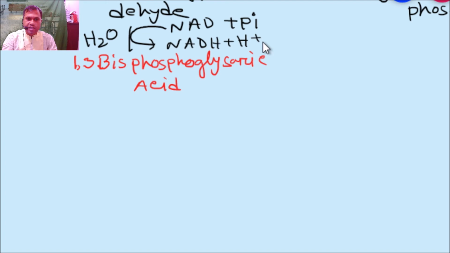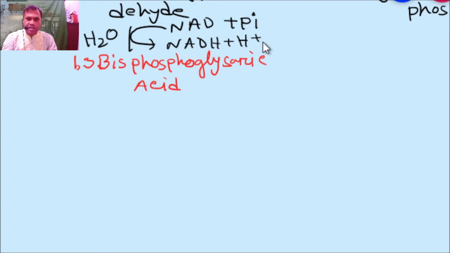2-phosphoenol pyruvic acid. This is a dehydration process, and when this process occurred, one molecule of water is released. The enzyme name is enolase. That means phosphoglyceric acid enolase, or we can easily write down only enolase enzyme. This is also a reversible reaction.